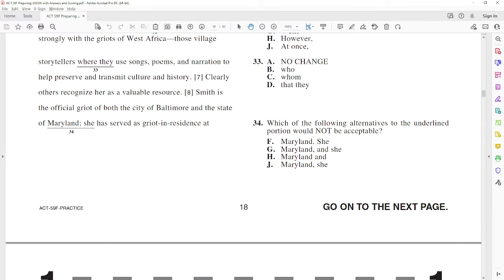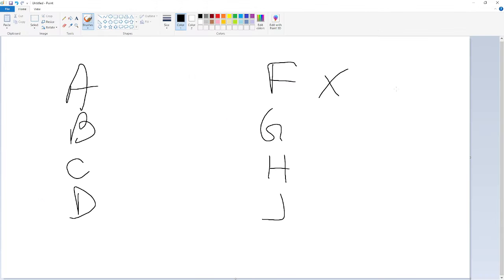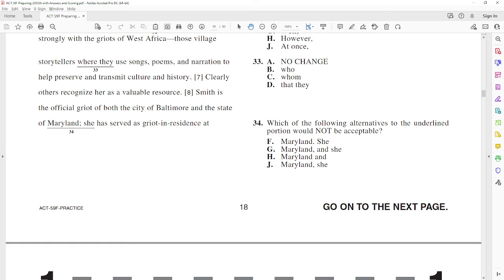Okay, let's look at G. It says Maryland, comma, and she. Well, comma, fanboys, and it's the right fanboy there, so that one's out too. Maryland and has served. Well, there's no subject for the next part, so now there's just a compound. Smith is the official agreement and State of Maryland and has served. Compound verb. She is and has served. So it's a compound verb.